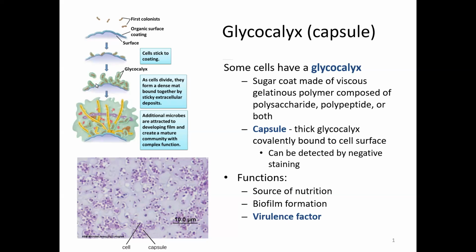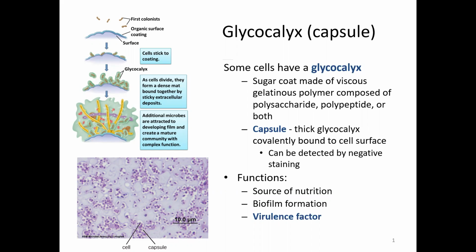Today's video is all about some additional accessory structures that some bacteria have that are also external to the plasma membrane. So we're going to talk about a glycocalyx, which is also called a capsule, and then flagella and fimbriae and pili, again, all of which are accessory structures. So not all bacteria have them, but some do, and they normally offer the cell some kind of advantage.